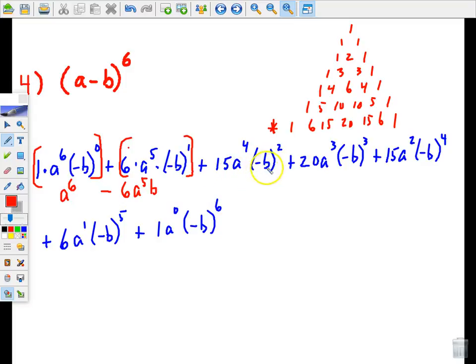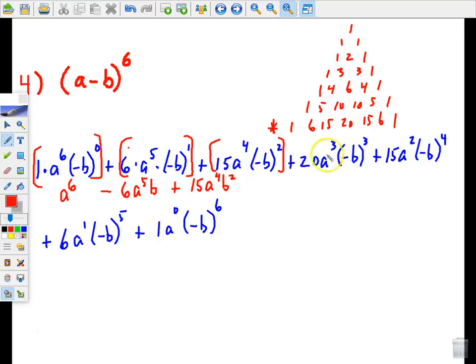Now let's move down to the next term. This time when we square a negative number, it becomes positive. So when we do negative b raised to the second power, it becomes positive b squared. So my coefficients are all positive. 15 times 1 makes positive 15a to the fourth b to the second. Okay, that takes care of that one.